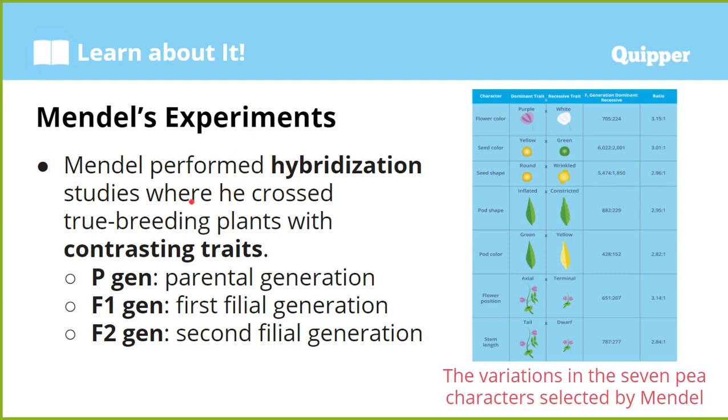So, where he crossed true breeding plants with contrasting traits. When we speak of true breeding, halimbawa, let's focus on the character of flower color. Purple flower. All purple flower will produce an offspring of purple flower. Okay? Of pea plant with purple flower. So that's what we mean by true breeding plants. On the other hand, same thing with white. All white flowered plants will produce an offspring of white flower plants.